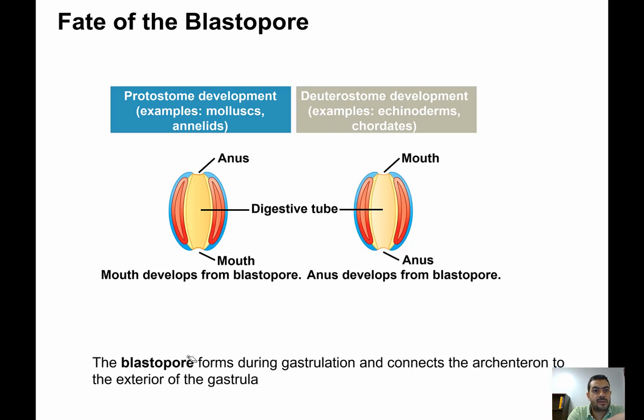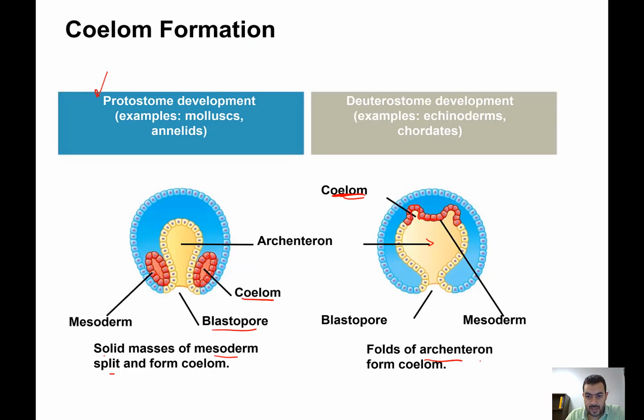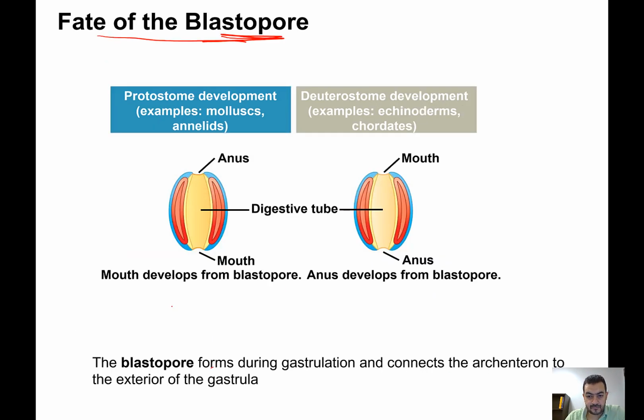In this slide, we are going to discuss the fate of the blastopore. So let's first define what is blastopore. The blastopore forms during gastrulation and connects the archenteron to the exterior of the gastrula. So if we go back to this slide, during the process of gastrulation, the invagination of the blastula, we have the pore, the opening of this blastula, we'll call it the blastopore. So this blastopore connects the archenteron, the digestive tract, to the outside or to the exterior of this gastrula.